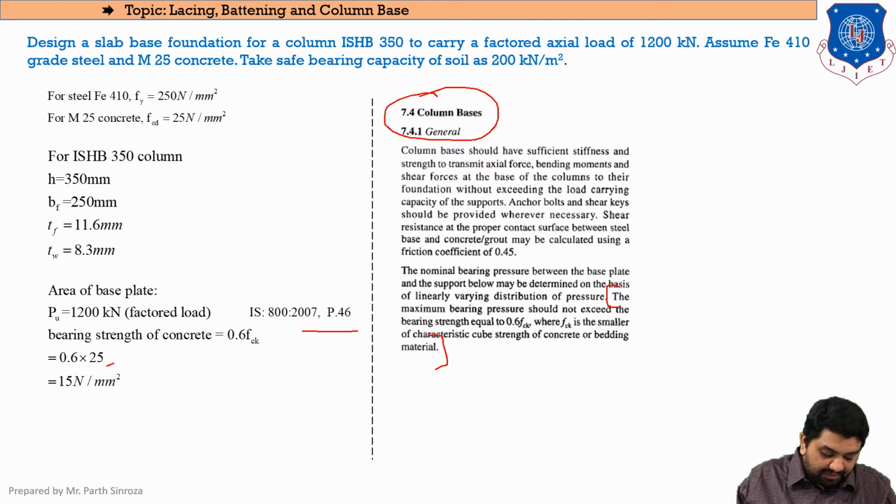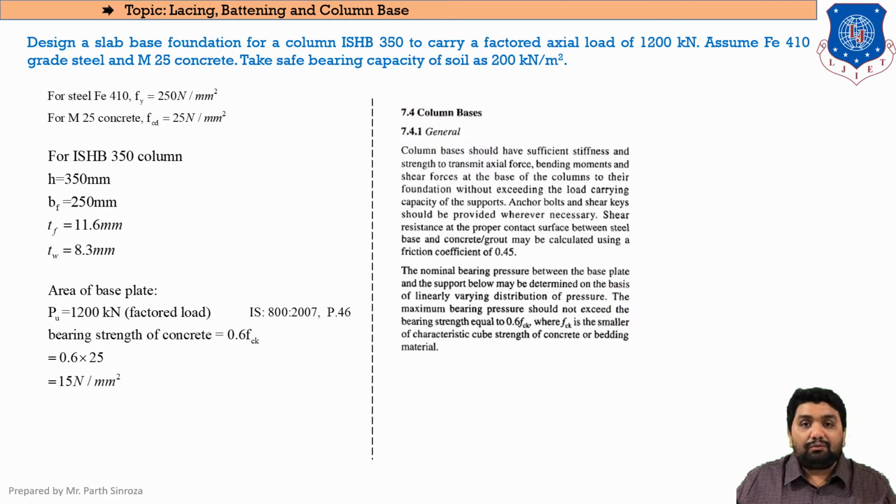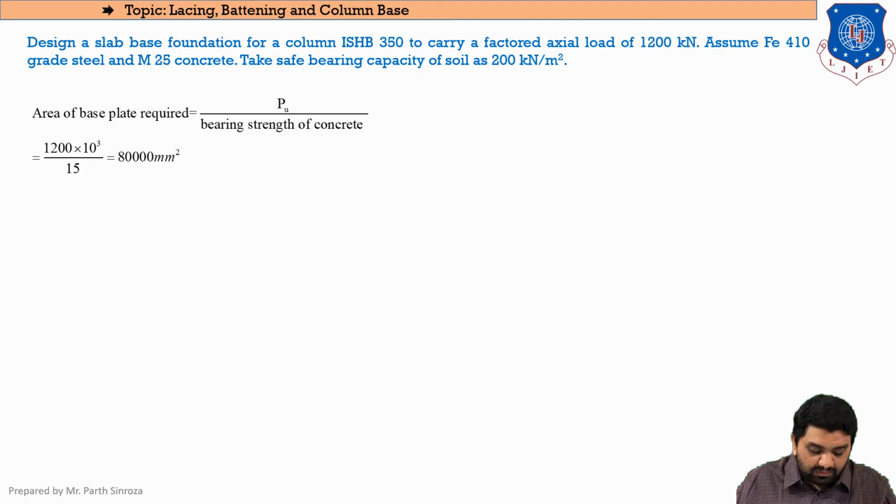Clear? So as fck is mentioned in the question to be 25, the bearing strength of concrete will be 15 Newton per mm square. So each time when we design the column base, this will be the bearing strength of concrete that we will be taking. Now the next thing will be to find the area of the base plate, and to find it, again the same equation is used, that is stress equal to load by area, and if we make the area the subject, then the equation for area will be load upon stress. Clear? So load will be our factored load that is given in the question, and the strength will be our bearing strength of concrete. So here the area of the base plate comes out to be 80,000 mm square.